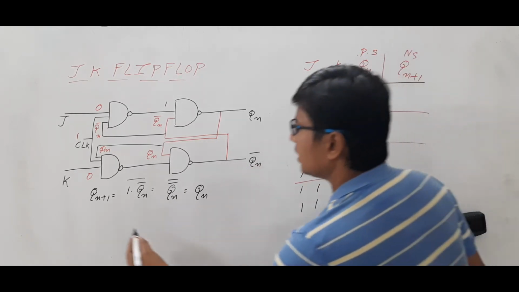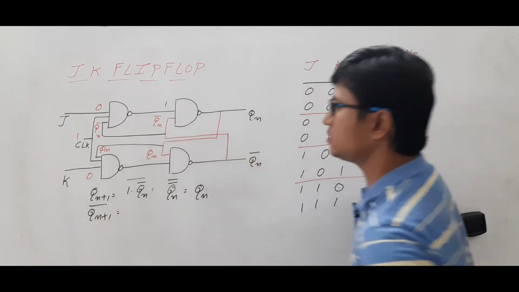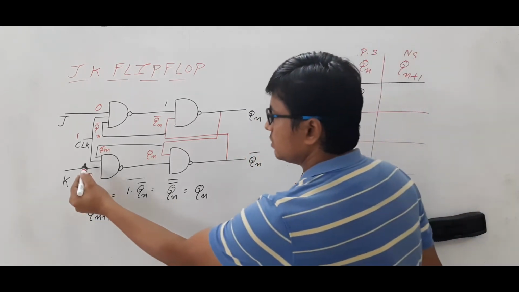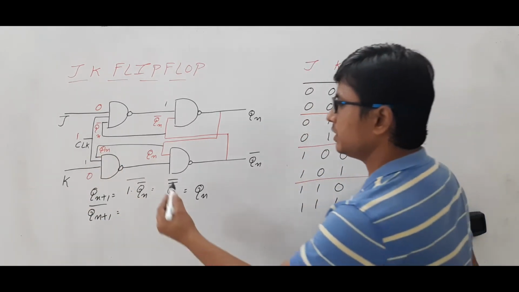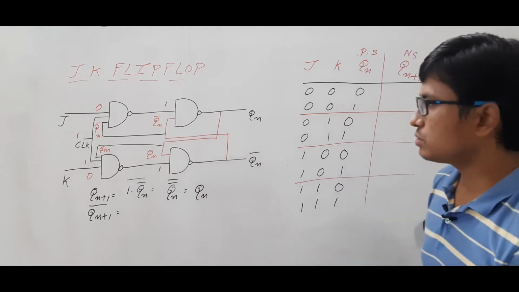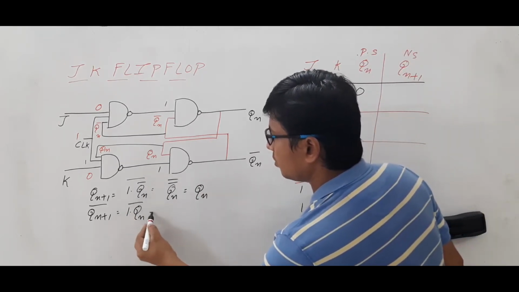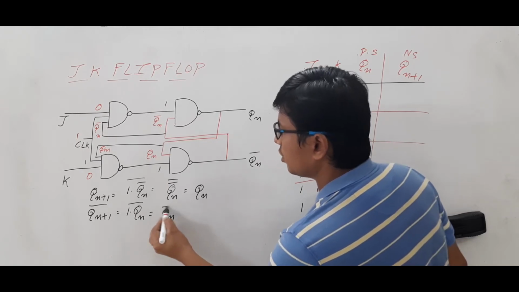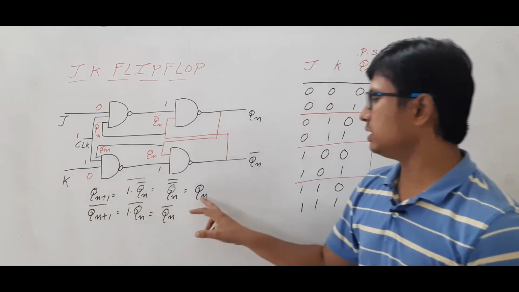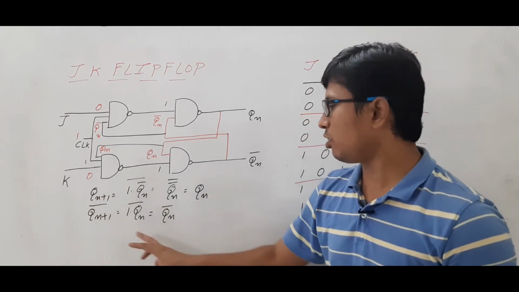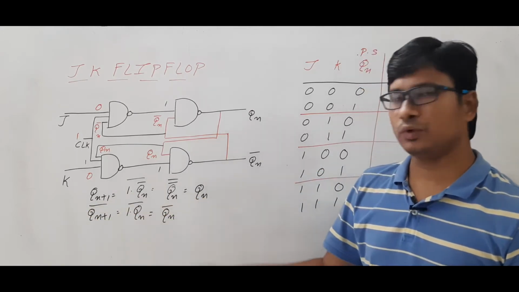Similarly, we will see Qn+1 complement. First I need to find 0 1 Qn whole complement, which will be equal to 1. So 1 and Qn whole complement is equal to Qn complement. If you see this one, Qn+1 complement is giving the Qn complement. So the next state is equal to the previous state.